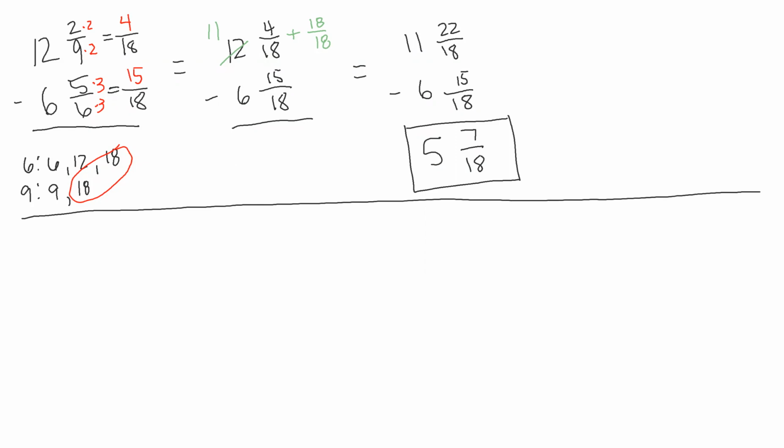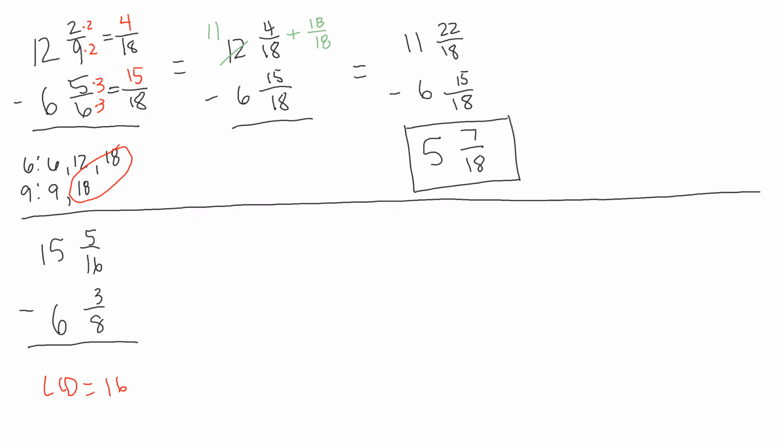Let's try another one. Trying to keep track of the ones I'm doing. How about this one? 15 and 5/16 minus 6 and 3/8. So this problem does have one of those shortcuts for the LCD. If I look at 8, it will go into 16 evenly. So I could say that the LCD is just the larger denominator. The LCD is 16. Okay.